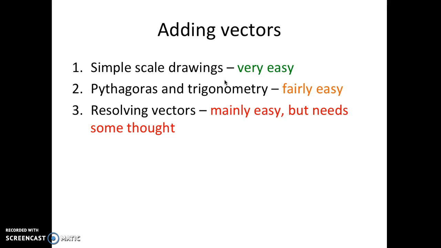The first method of adding vectors is simple scale drawings. This is really very easy. The only way you'll make mistakes is if you're not accurate with your drawings. Second way is using Pythagoras and trigonometry. Now, Pythagoras and trig you have come across at GCSE. This is a fairly easy method as long as you can remember those relationships. So if you can't, now is the time to go away, look them up, write them down, and practice using them lots. Practice that GCSE maths.